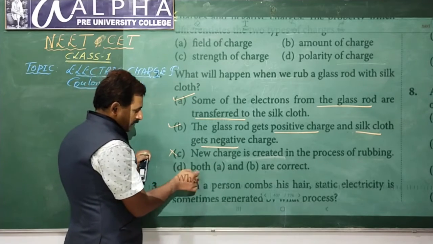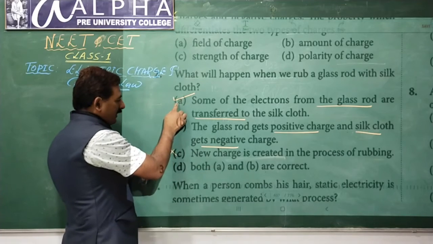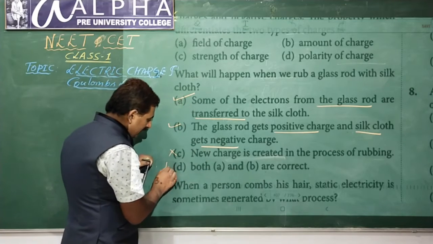What about the fourth option? Both A and B correct, right? A is correct, B is correct. Therefore, you will go for D.